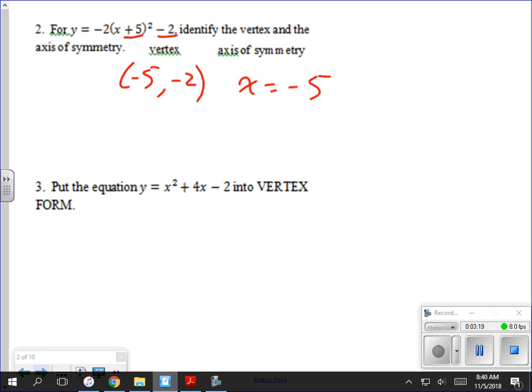Number 3, put the equation into vertex form. Now, I don't specify how to do it. Do I? If I don't specify, I don't care. So there's more than one way to put this into vertex form. So I can either do x equals minus b over 2 times a, which gives negative 2.